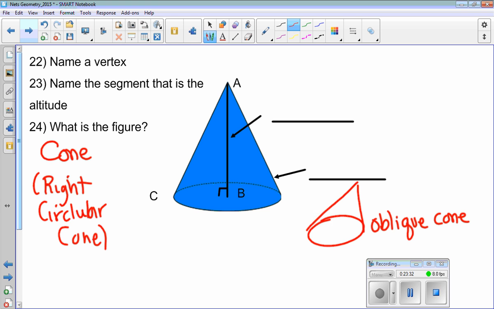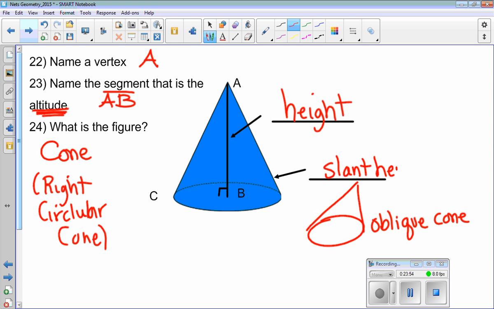What's the vertex of a cone? A, in this case. Altitude. That's another name for height. So what would it be here? AB. Good. And then we know what the figure is called. This is called the height. Ooh, what's this one called? Slant height. Good. Excellent. And what letter do we use for slant height? Lowercase, cursive, or script L.